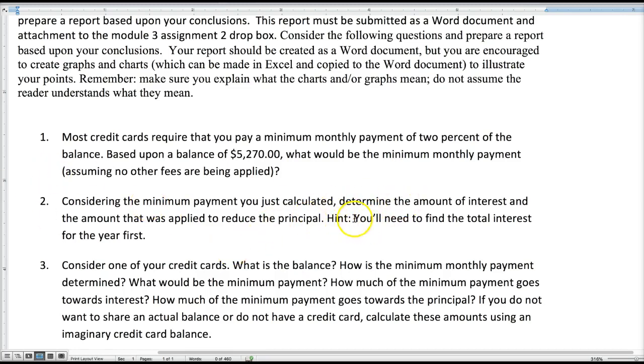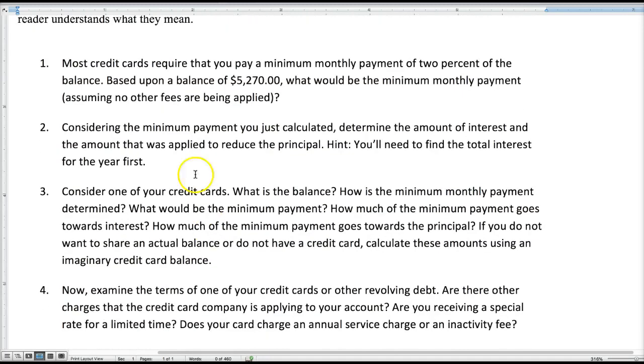And so it's asking what should that be. Now, after we do 1 and 2, then part 3 says here, we want to consider one of your credit cards. Again, if you do not have a credit card, then make up some numbers based upon the example I'm going to show. If you do have a credit card, then you want to get one of your credit card statements and use the information that I'm going to show you in the example that I'm going to do to come up with this information here.